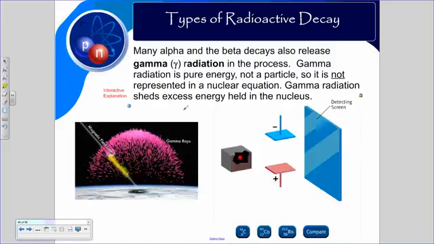Many alpha and beta decays also release gamma radiation. Not all of them, but a lot of them. Gamma radiation is pure energy, so we don't need to write it in our nuclear equation. It doesn't impact the masses on either side of a reaction. This image on the left is Earth's magnetic field blocking the gamma radiation that comes from interstellar space. It's also known as cosmic radiation.